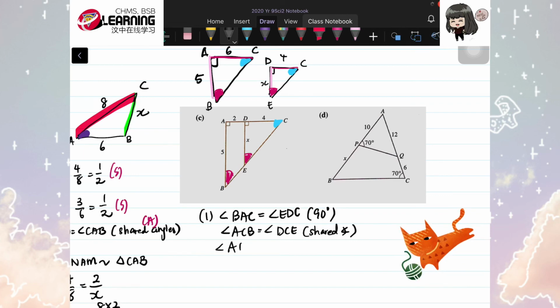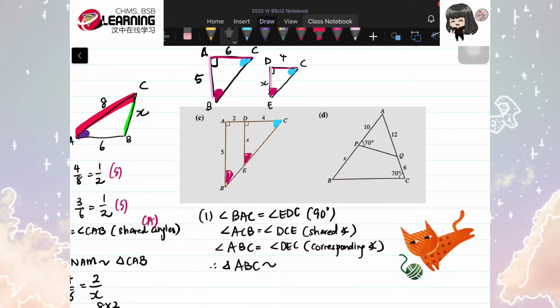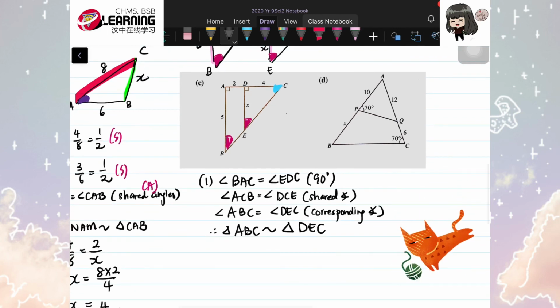So angle ABC is equal to angle DEC, and we can write down corresponding angles. Therefore, triangle ABC is similar to triangle DEC. So this one is considered as angle, angle, angle.